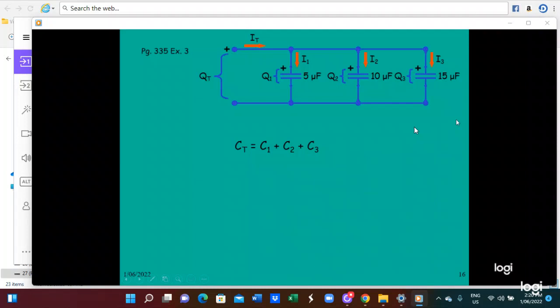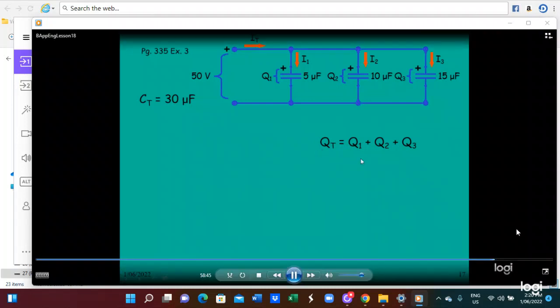So C1, C2, C3 are 5, 10, and 15. You add everything. CT equals 5 plus 10 plus 15. You get 30 microfarad. QT equals Q1 plus Q2 plus Q3. CT equals 30 microfarad. The current flowing to capacitor C1 is I1, capacitor C2 is I2, capacitor C3 is I3. QT equals Q1 plus Q2 plus Q3.